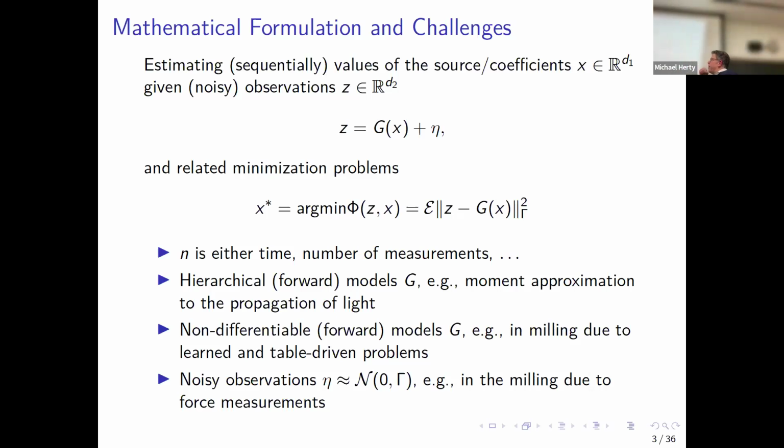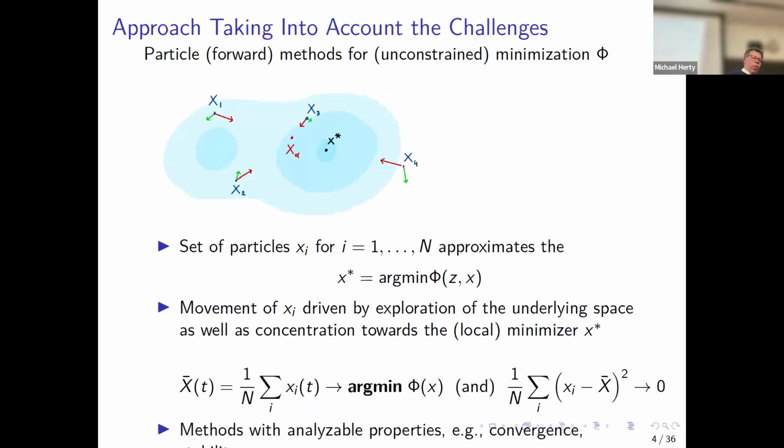So the point is that I'd like to have methods which can solve inverse problems reformulated as optimization problems, which can deal with this non-differentiability and possibly also with hierarchical models. And one thing which is nice and which links to my prior expertise is that there are now recently a lot of investigations on models which are based on particles. So X is what you want to identify, right? So the X star is maybe the optimal point, the one which fits in some norm your measurements best.